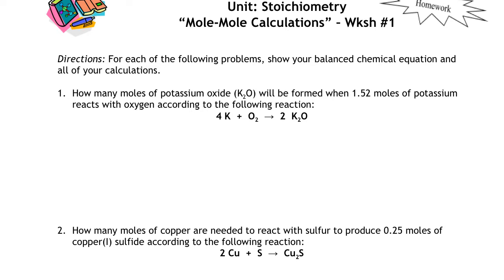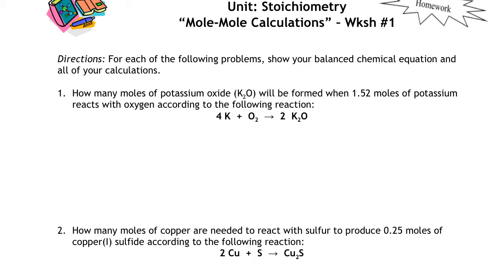So the question is, how many moles of potassium oxide will be formed when 1.52 moles of potassium reacts with oxygen according to the following reaction? We want to take a quick check and make sure that our reaction is balanced, and that is balanced. We've got 4 potassium on one side. We've got 2 oxygen on both sides. So we're ready to get started.